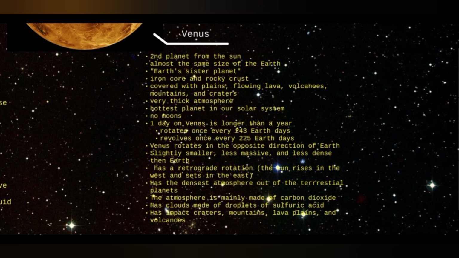Okay, and then iron core and rocky crust, and then covered with plains, flowing lava, volcanoes, mountains, and craters.